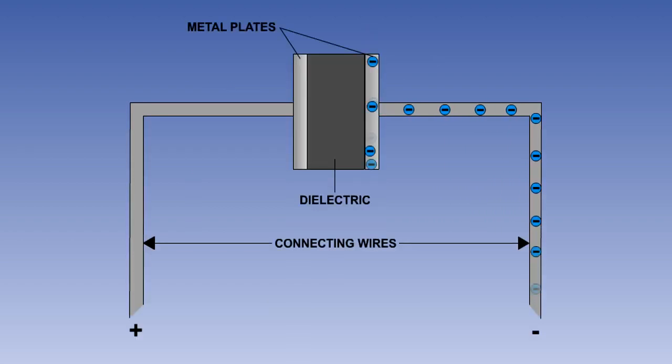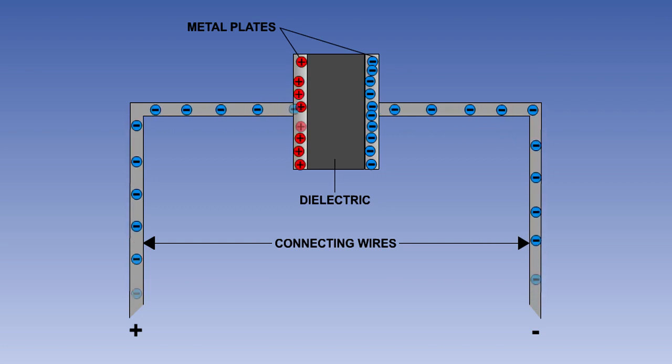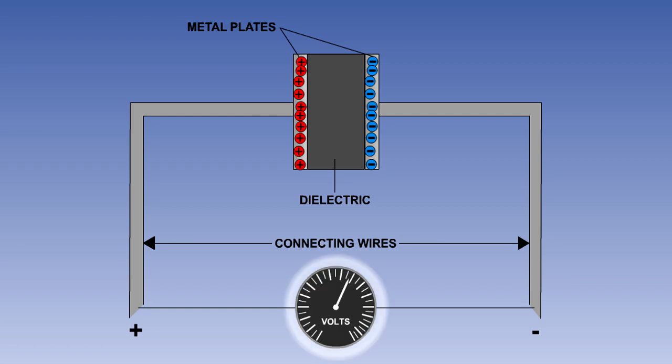When connected to a DC power supply, electrons will be removed from the plate connected to the positive terminal and added to the plate connected to the negative terminal. Conventional current flow will be from positive to negative. This process will continue until the plates become saturated, when no more current will flow. The potential difference between the plates is at its maximum, and the capacitor is now fully charged, its voltage being equal to the input voltage.